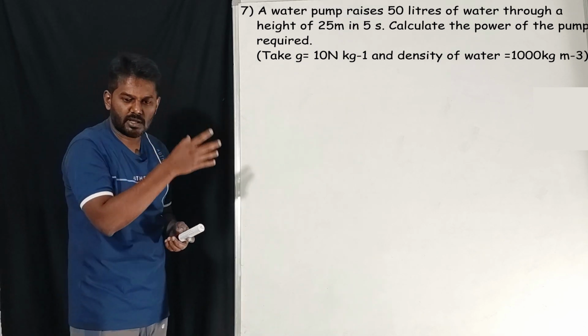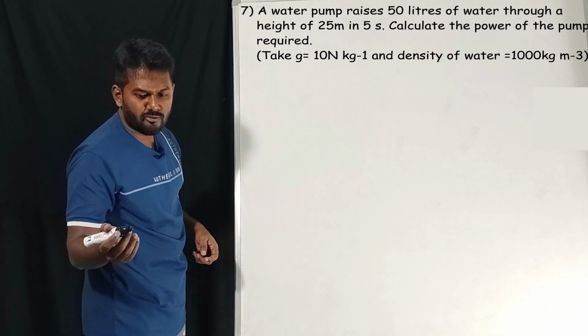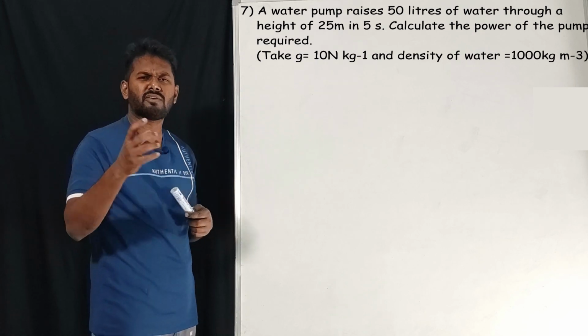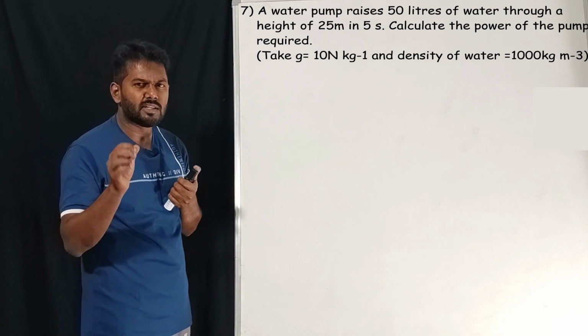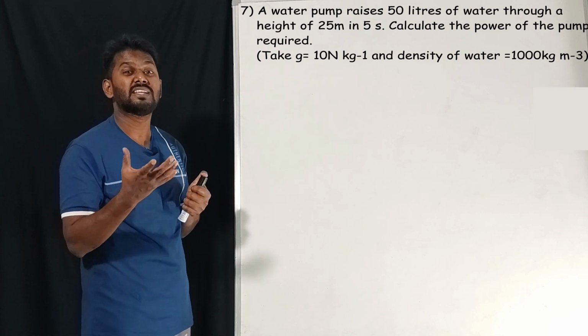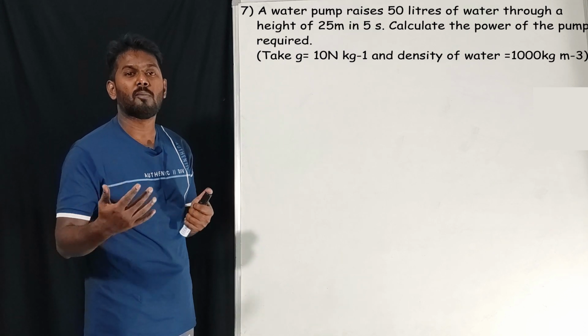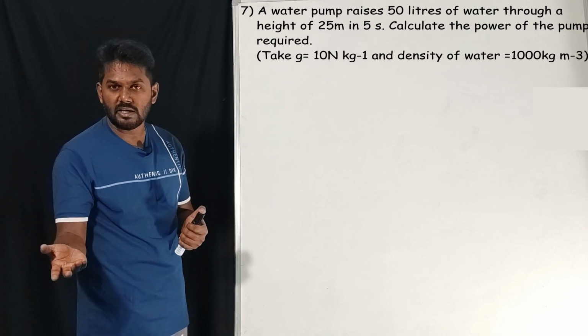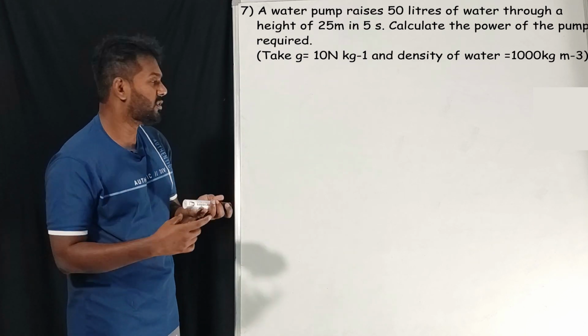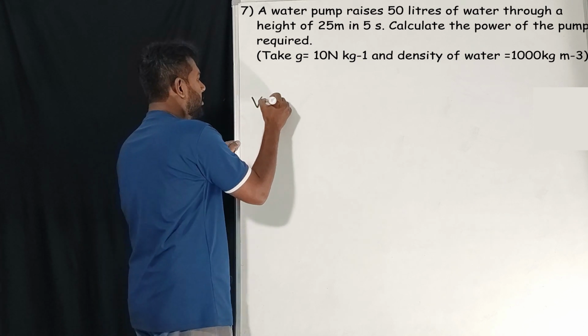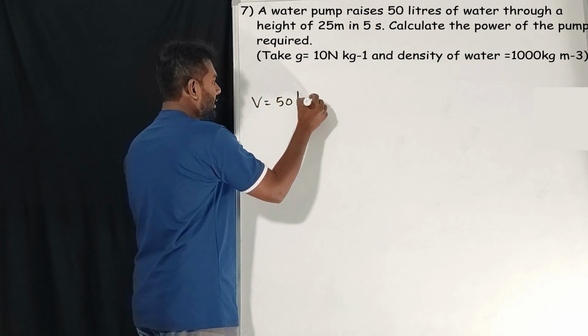First we will write what the given data are. So 50 liters of water. What is that 50 liters of water? Do you think that is mass or weight? No, it is the volume. Whenever we talk about liquid, that 50 liters, all those things are the volume of the liquid. So volume of the liquid is 50 liter.